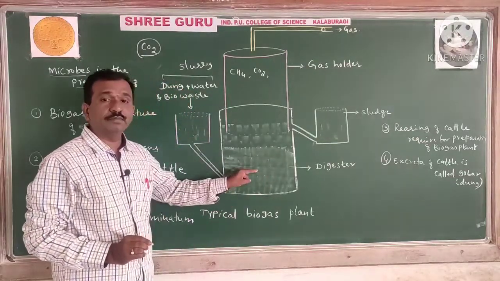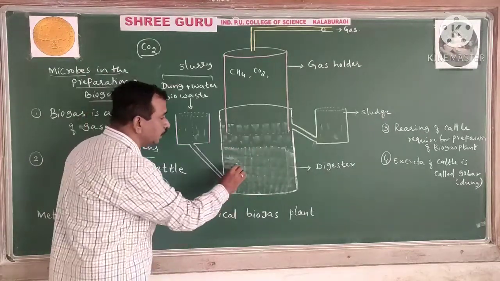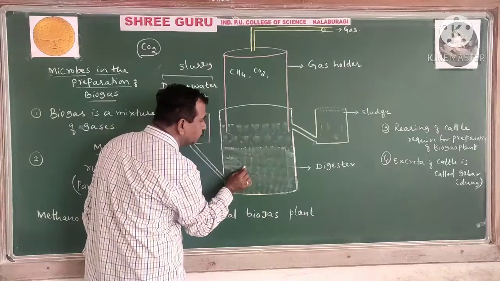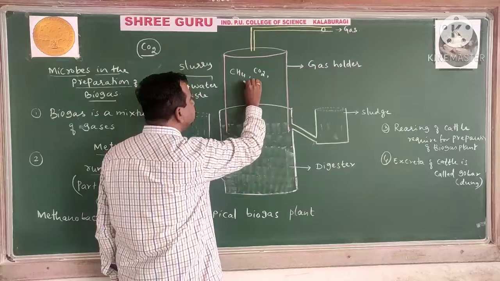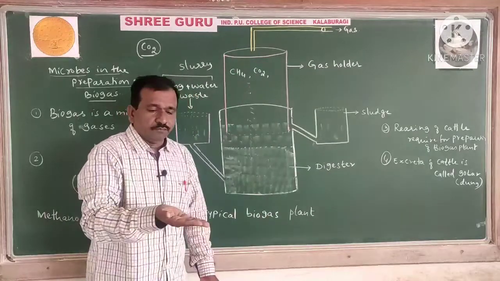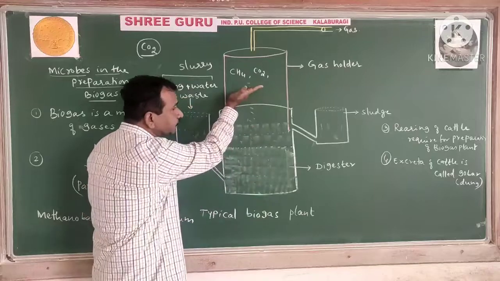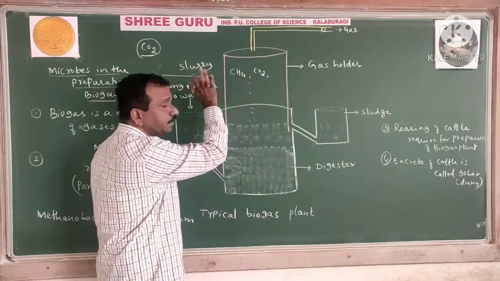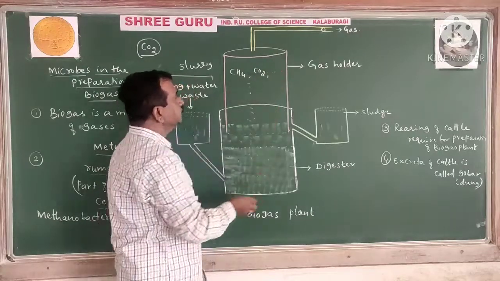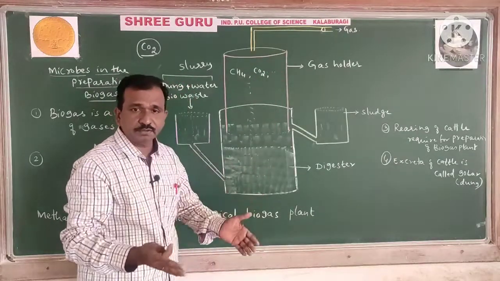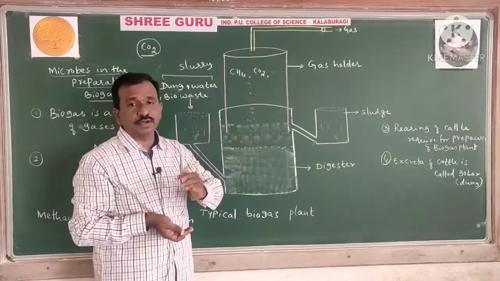Methanobacterium start normally reacting. We can observe that they are releasing the gases. Whenever gas is released, the major part is methane. Carbon dioxide is also there, plus some of the gases like what we have studied, hydrogen, nitrogen and all those. A little amount of that, what we have discussed, only 5%.